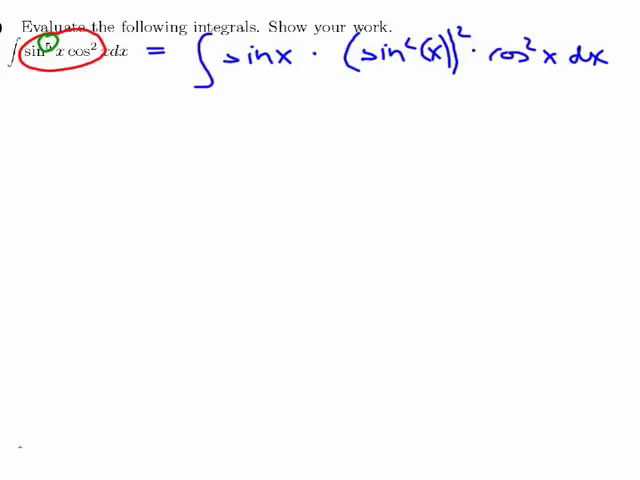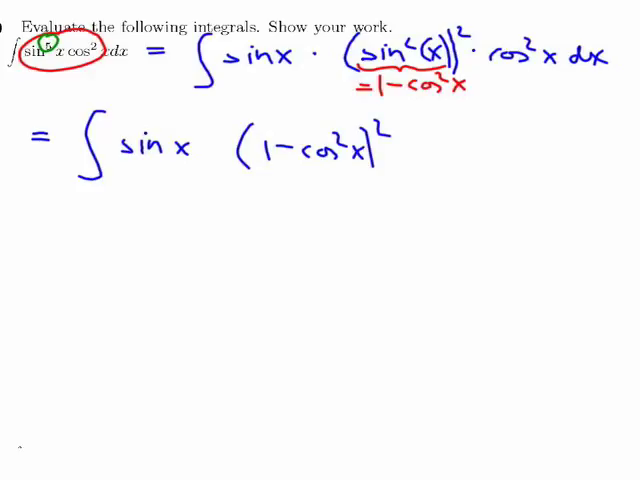Okay, now next we need to write this sine squared squared in terms of cosine. We know that sine squared is equal to 1 minus cosine squared of x. So that gives us our rewriting. This integral becomes the integral over sine of x times 1 minus cosine squared of x, squared, times cosine squared of x dx. The next step will be a substitution.